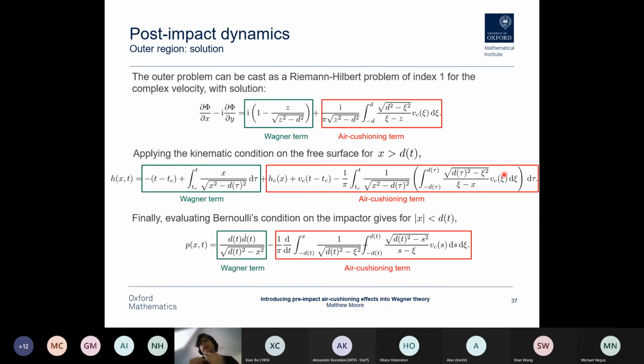So in this problem, we again have a Wagner term, which is this square root singular form here. And now this air cushioning correction, which from this minus sign you might think is reducing the pressure on the impactor, and that is indeed what it does. But we'll see that in a little bit more detail. So you can see that we just build in the air cushioning here, and it's essentially adding these correction terms to the problem.